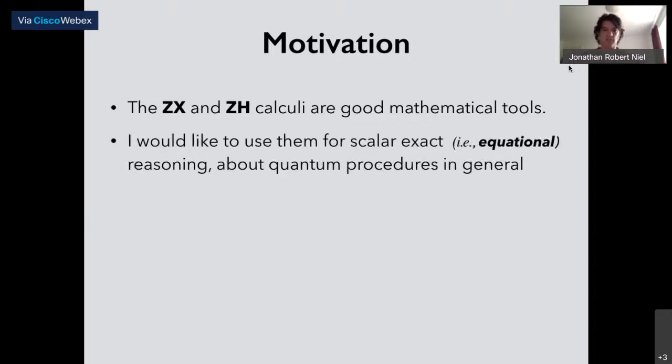And I'd like to use them for scalar exact, in other words, equational reasoning about quantum procedures in general, not just unitary circuits and not just for reasoning whether two unitary circuits are equivalent to one another, but for anything. In quantum technologies, for instance, where you might worry about such things as distillation protocols.